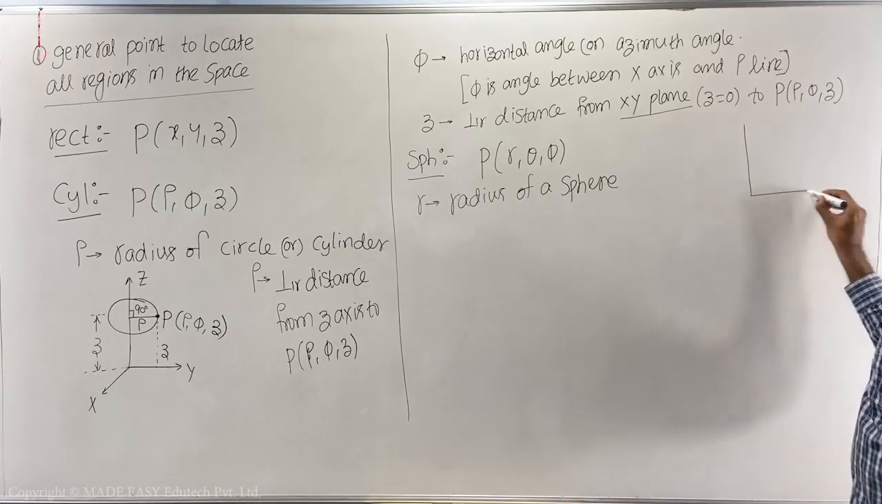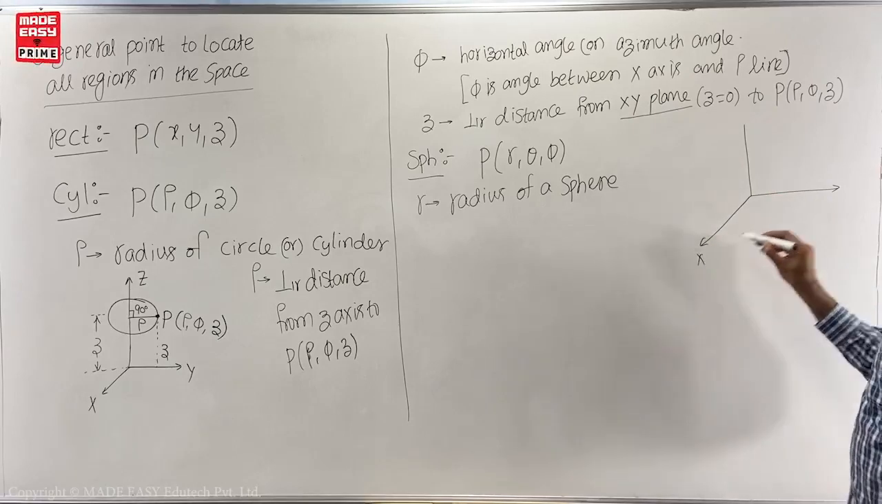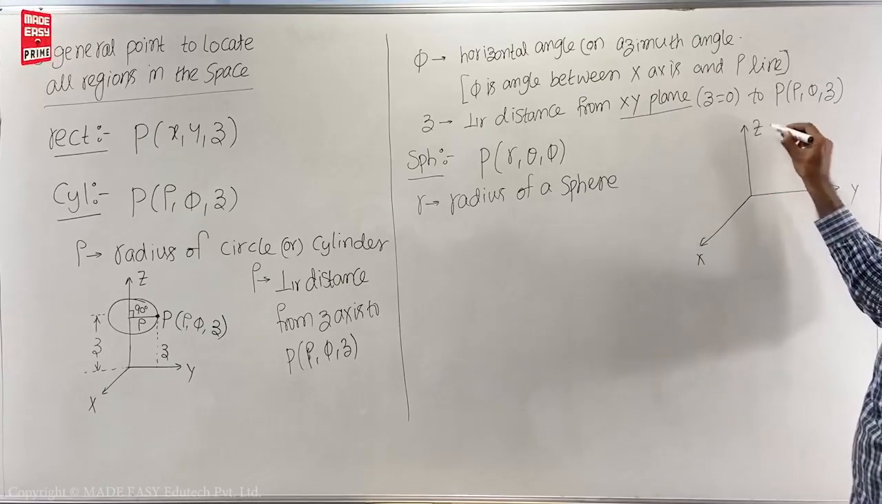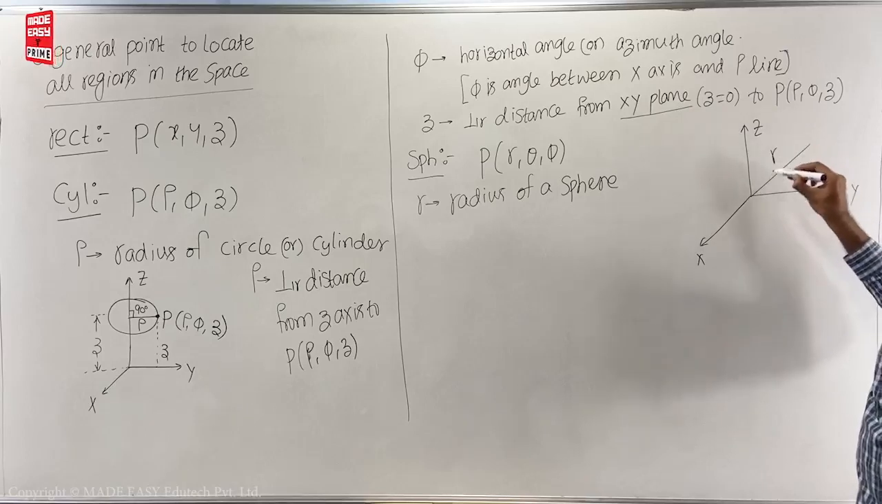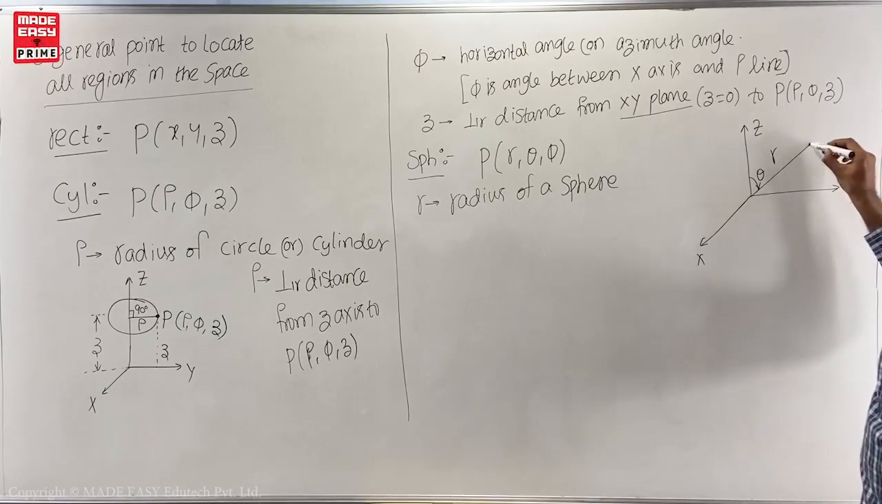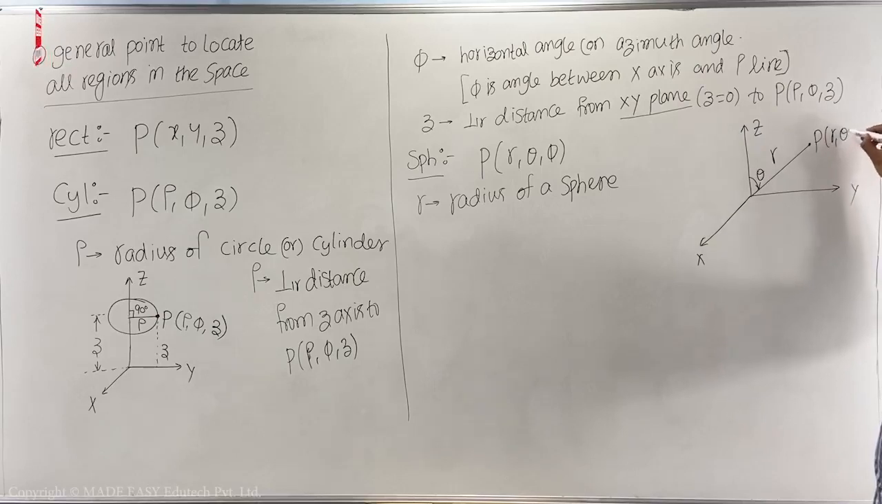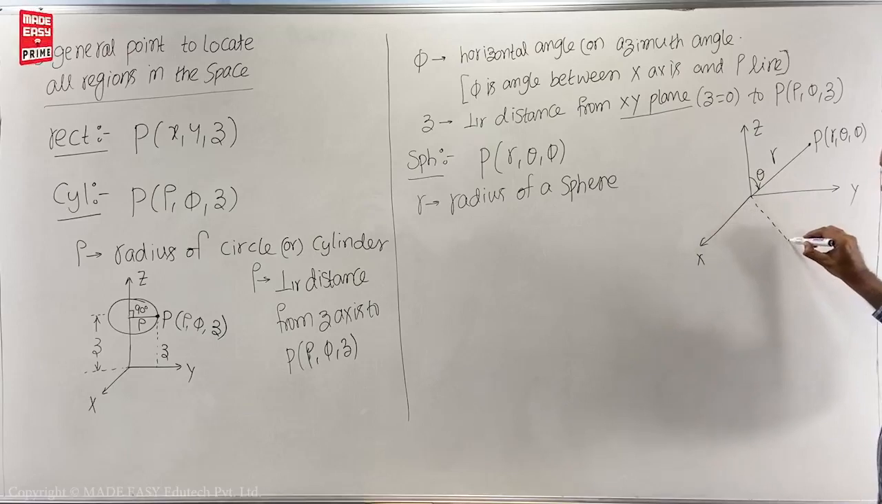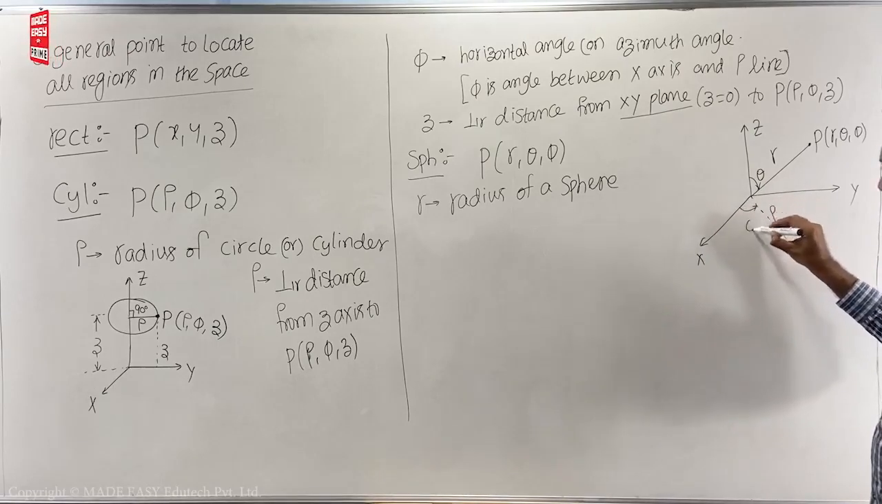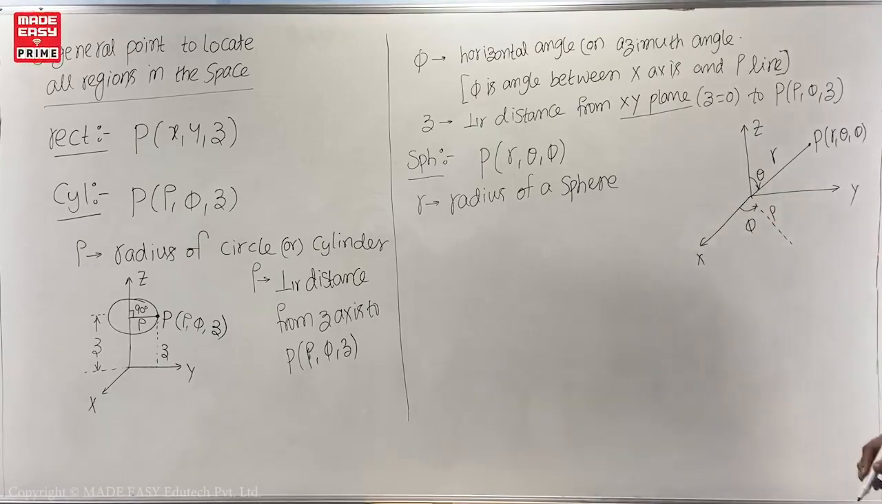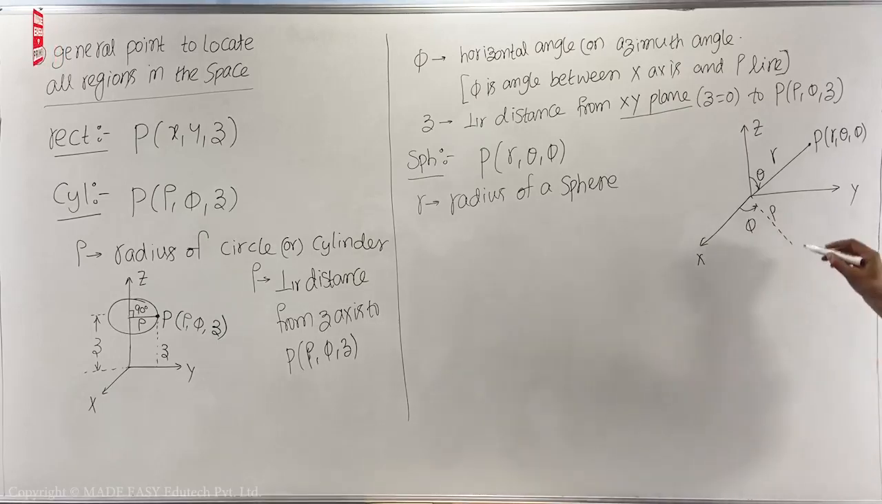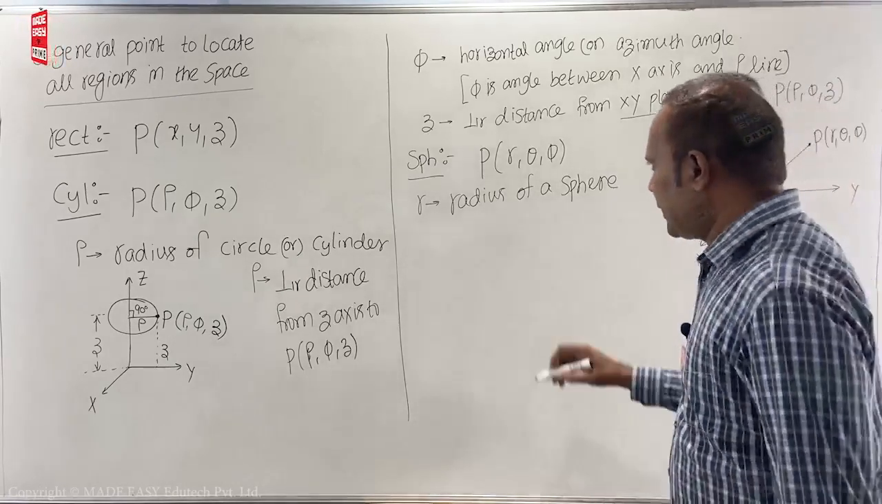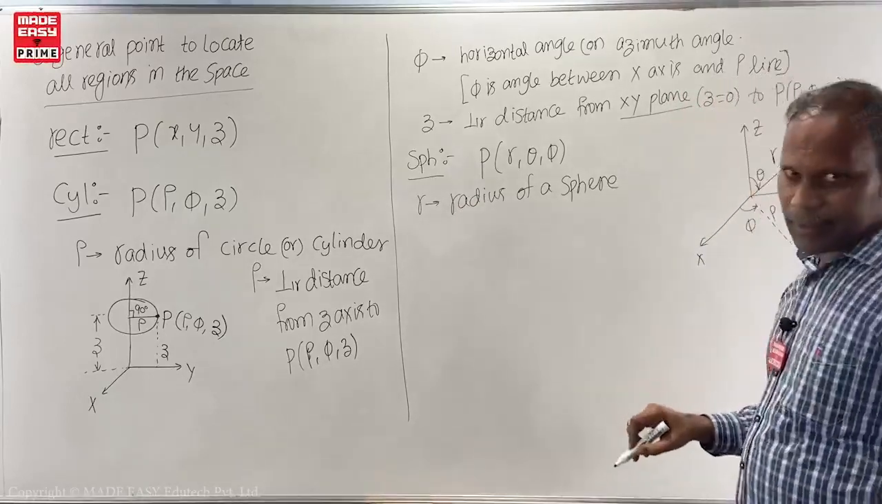If you remember, this is the x-axis, this is the y-axis, this is the z-axis, and this is r, and this is theta, and this is the point P(r, theta, phi). If you project this, you will get rho here like this. This is angle phi, the horizontal angle. Now already you know that rho is equal to r sin theta in projections. Let us not waste our time.